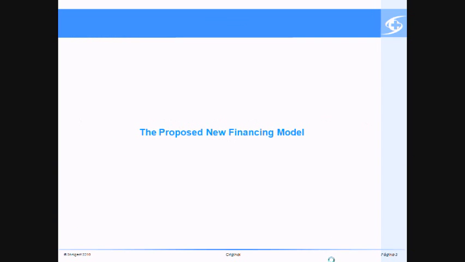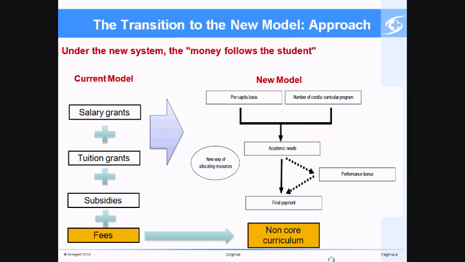To show how we go from the current model to the new model, this chart explains what is involved. In the current model, the government pays salary plus tuition grants, and it also offers subsidies to students. In addition, schools charge fees to the students for the school services that they deliver.